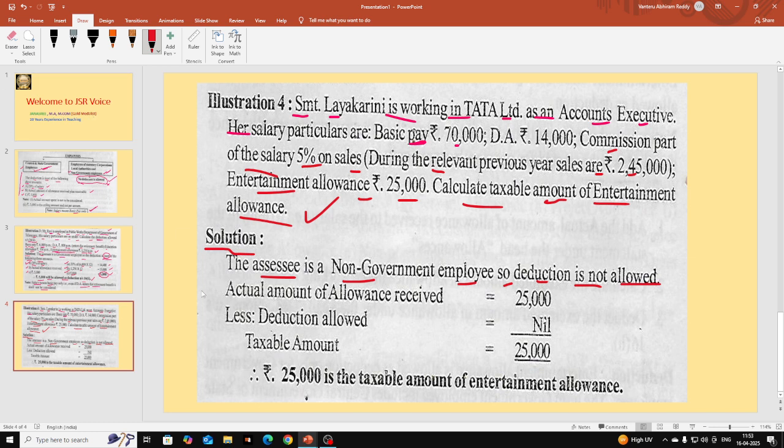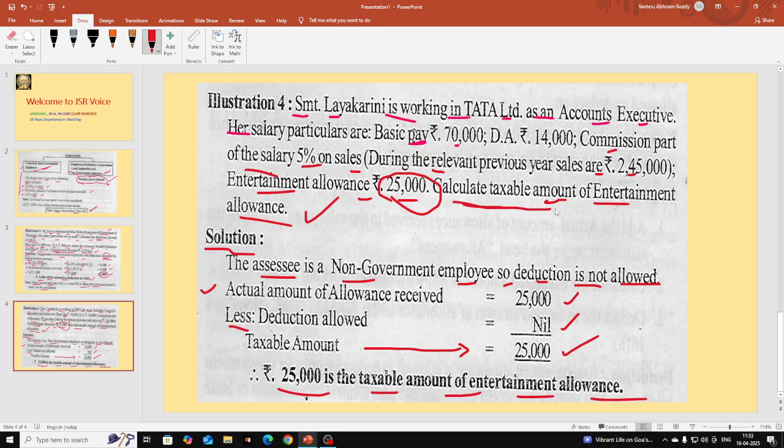So what is the actual allowance she is receiving? Entertainment allowance, that is 25,000. So take 25,000 here, less deduction. Do you give any deduction? No, it is nil. Why? Because she is a non-government employee. Then what is the taxable portion of entertainment allowance? 25,000 only. So 25,000 is fully taxable for her. So 25,000 is the taxable amount of entertainment allowance.